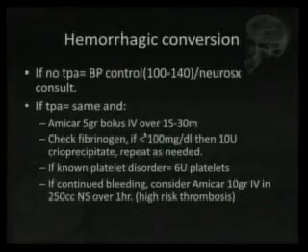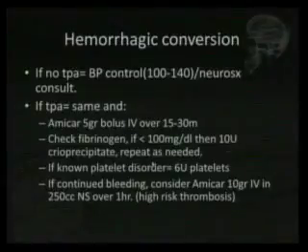We want to give immediately Amicar, which is aminocaproic acid, which is going to inhibit the plasminogen. We give 5 grams IV bolus over 15 to 30 minutes. We immediately check our fibrinogen. If it's less than 100 milligrams per deciliter, we give 10 units of cryoprecipitate and then repeat the fibrinogen. If it's still less than 100, then we repeat another 10 units of cryoprecipitate.